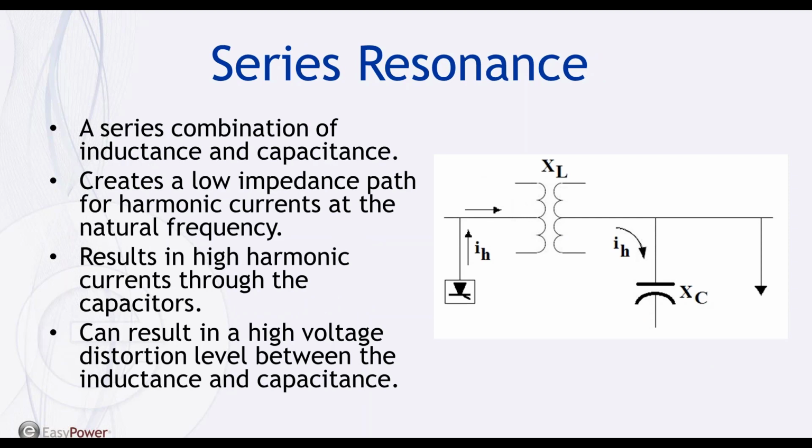So series resonance is a series combination of inductance and capacitance. It creates a low impedance path for harmonic currents at the natural frequency. This results in high harmonic currents through the capacitors. Series resonance can result in a high voltage distortion level between the inductance and capacitance.